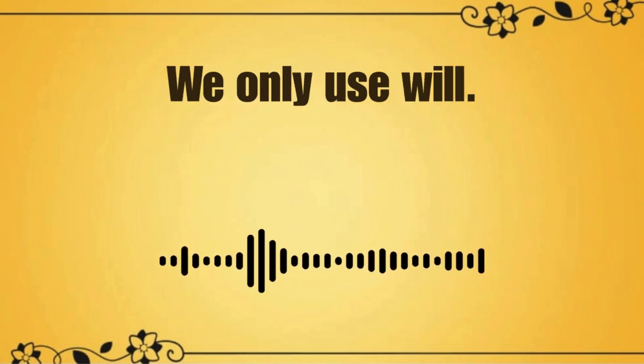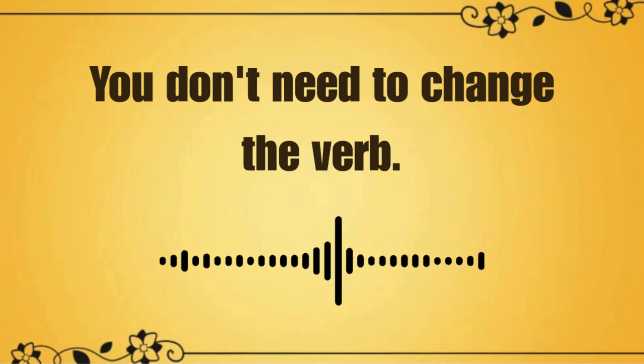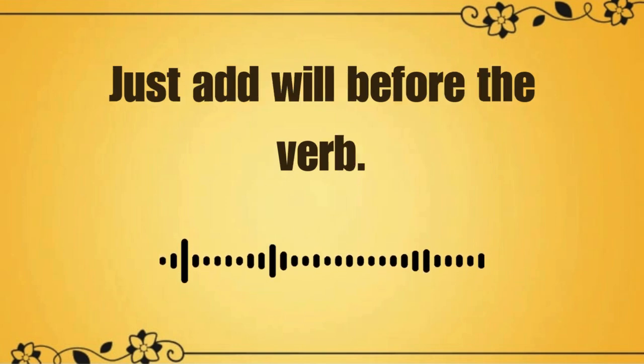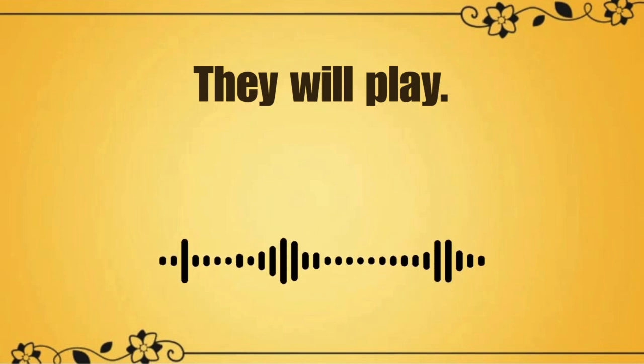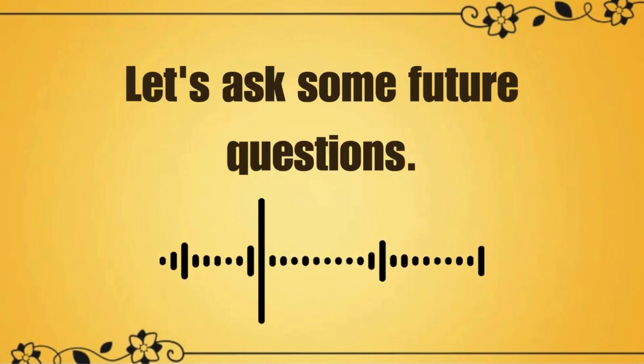Future tense is easy. We only use will. You don't need to change the verb. Just add will before the verb. I will eat. He will work. They will play. Let's ask some future questions.